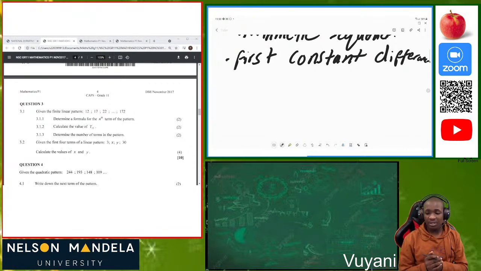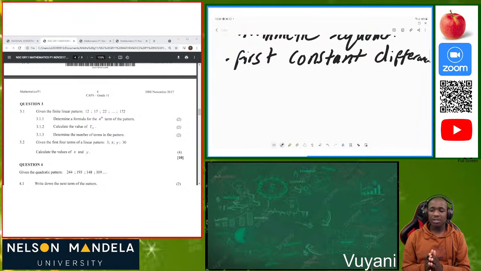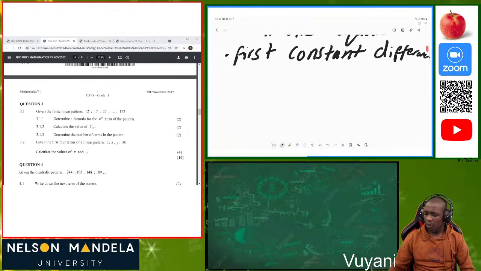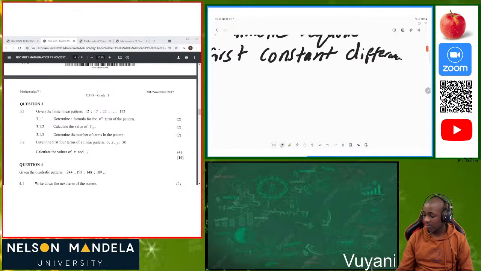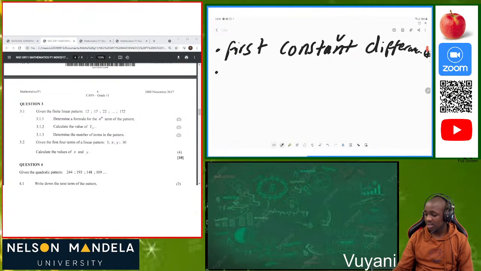For instance, we are given 2, 4, 6, 8, 10. When we say 4 minus 2, we get positive 2. When we say 6 minus 4, we get positive 2. When we say 8 minus 6, we still get positive 2. So we have a constant first difference. This is so important to understand under the arithmetic or linear sequence. The constant difference is represented by the letter d, which means it is the same.